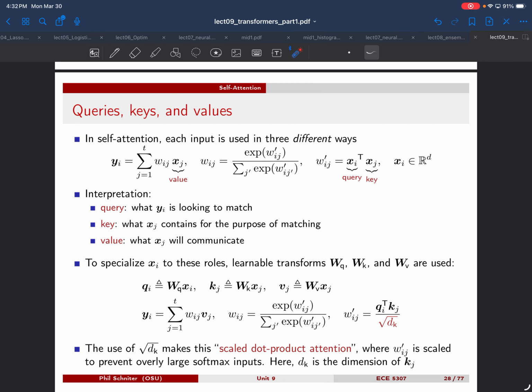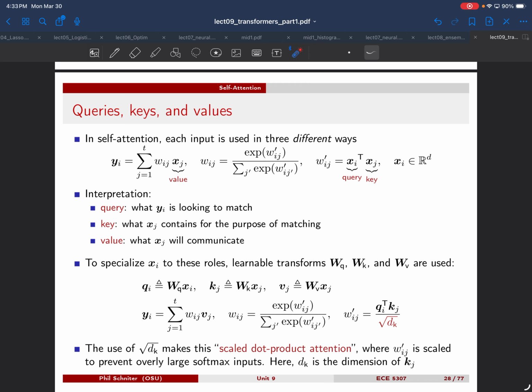So basically, for the value, instead of using the raw x, you will use vj, which is the transformed x. This is a square transformation, so it takes you from a d-dimensional vector to a d-dimensional vector, and it's something you can learn. Similarly, for the key, you're going to use not the raw xj, but the transformed version, which we'll call kj. And for the query, instead of the raw xi, you're going to use the transformed xi, which is qi.